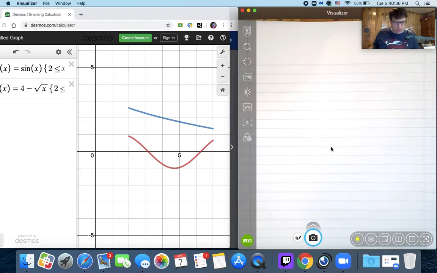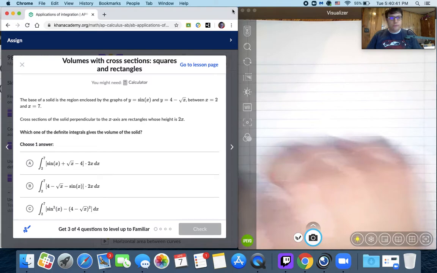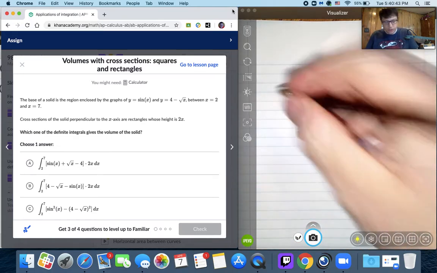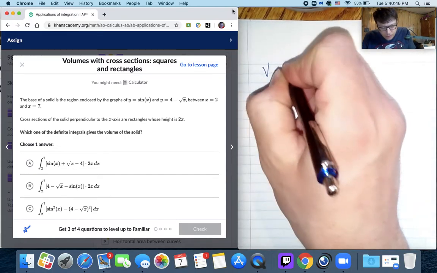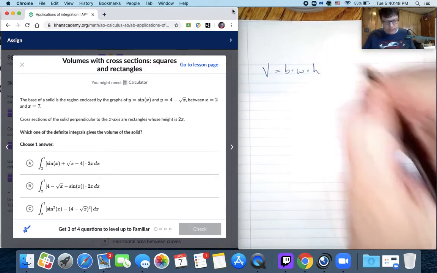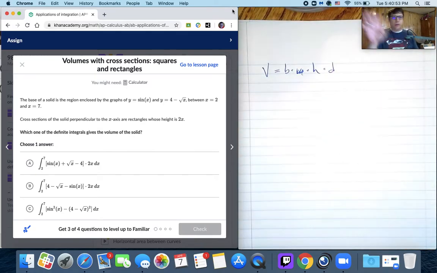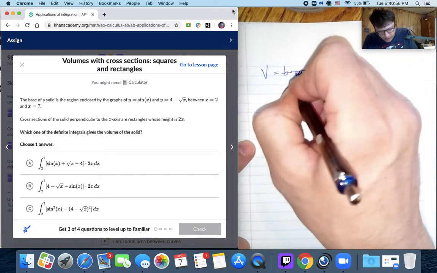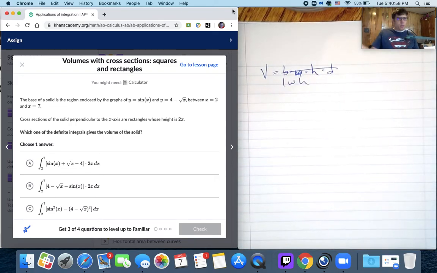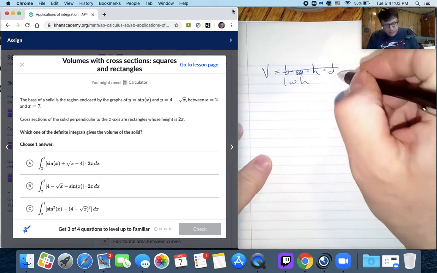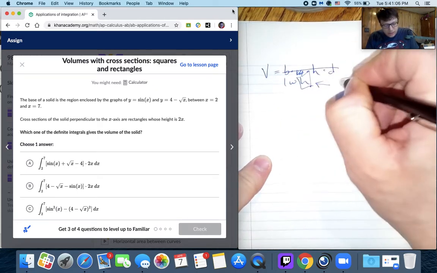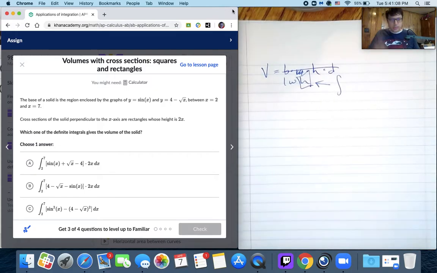Let's get rid of that. So there's more detail to this problem. We're talking about volumes. Remember the formula for volume. Volume is base times width times height. Base times height times depth. However you define it. Length and width and height. It's just three things that you're multiplying. The thing is, we're taking the length and width. This dimension is going to be completed using the integration along dx, because the depth, I actually need that.